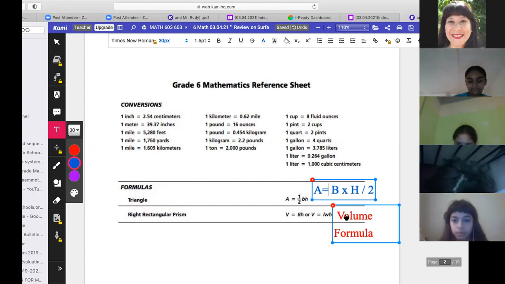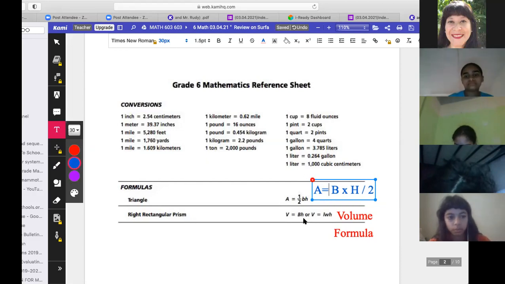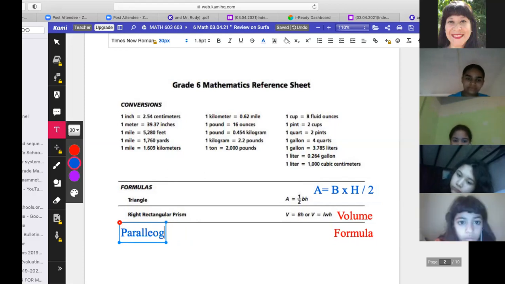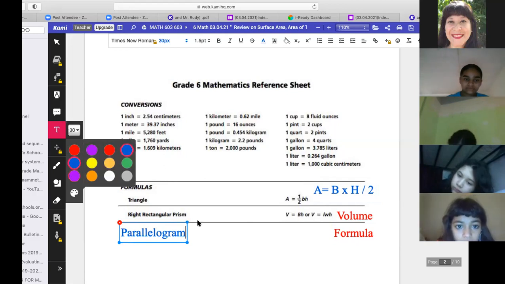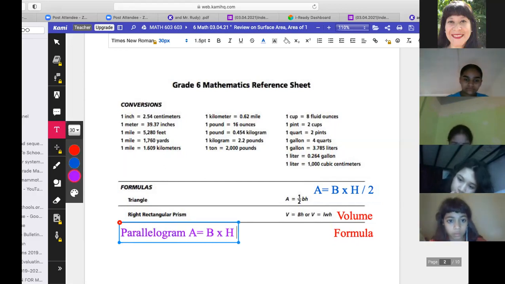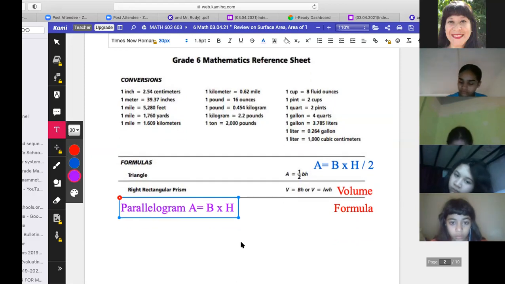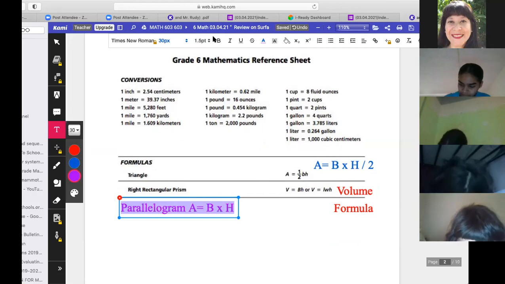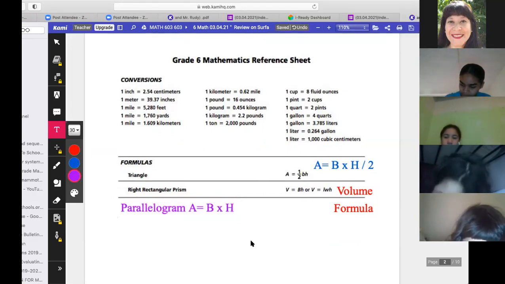The volume formula is length times width times height, or base times height. But we've been dealing with rectangular prisms, so mostly it's length, width, and height. Now, there might be something that you might see on today's work for parallelogram. I would write this down. Parallelogram. Oops, I think I spelled parallelogram wrong. I did. Parallelogram. I'm going to change it to purple. It says area equals base times height. You need to know that. Write that down. For parallelogram, base times height. You'll see it in today's work. Very simple. I'm going to type it in the chat for you. You got every formula you need to know to be successful today.